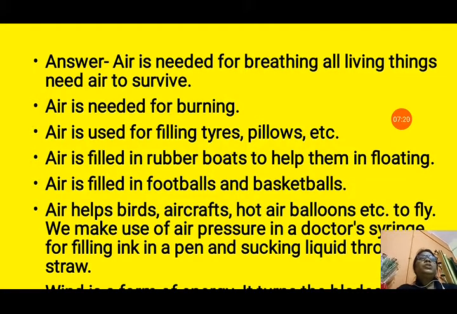Next, air is used for filling tires, pillows, etc. We fill air in tires and pillows. Air is filled in rubber boats to help them float. Rubber boats float due to air. It makes them light and they float. Air is filled in the footballs and basketballs that we use in playing. Air helps birds, aircraft, hot air balloons, etc. to fly. They fly due to the presence of air.